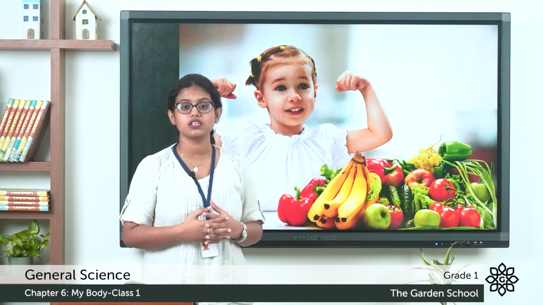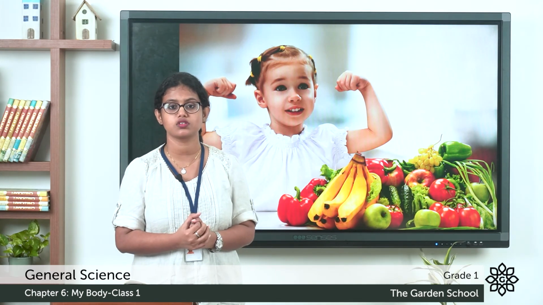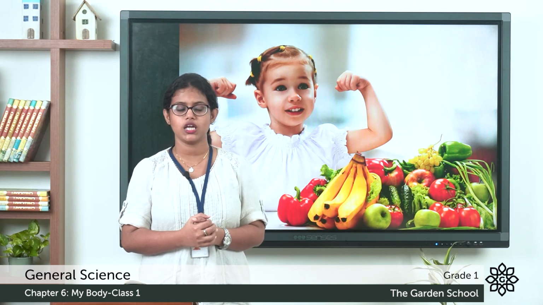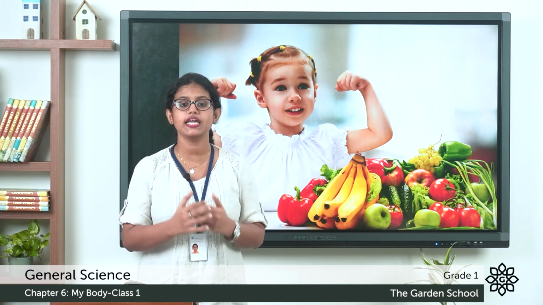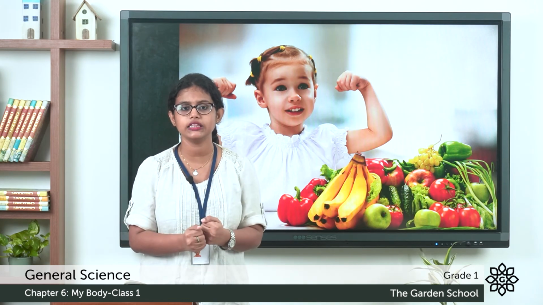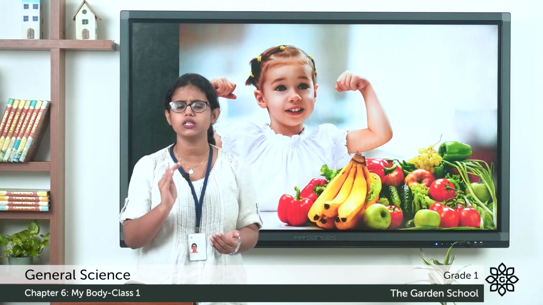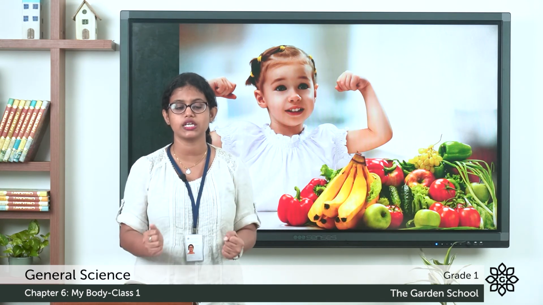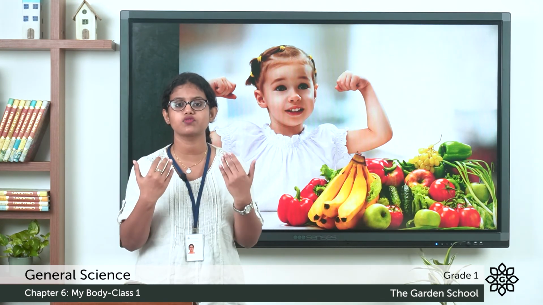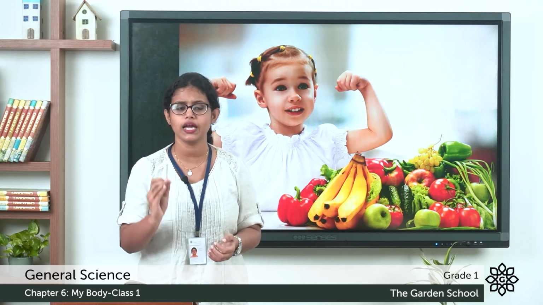Then the next thing is you have to take care of your body. So we learned about different functions of our body parts. And we have to take care of our body in order to keep it healthy and fit. In order to get rid of all health problems, we have to take care of our body. We have to clean our body. Cleanliness is very, very important.